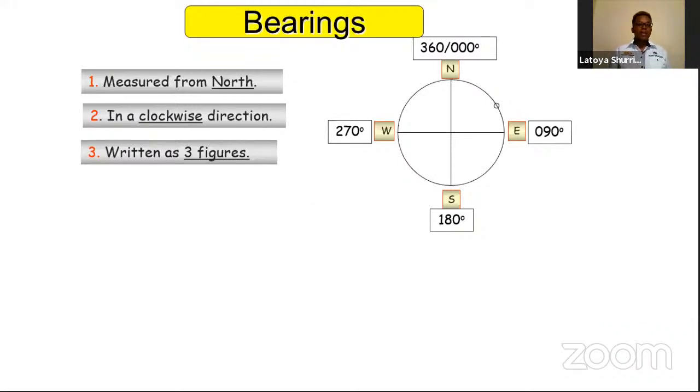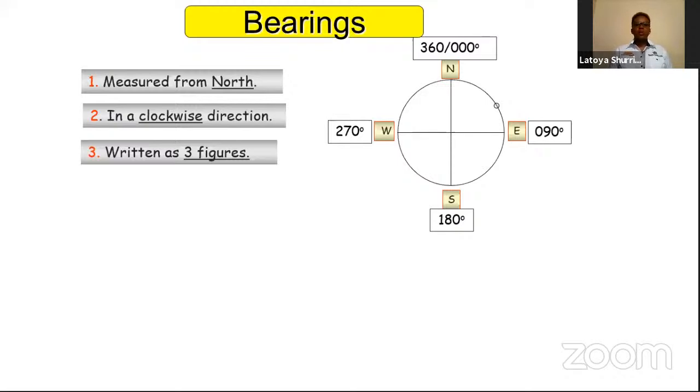So when we talk about bearings, we're talking about a measurement from north, actually, in a clockwise direction, and it is usually written or always written as 3 figures. So as you're seeing on screen, being represented, north is either 360 degrees or 000 degrees. So we wouldn't just say 0, but we would say 000 because it is being represented in 3 figures. East would be 090 degrees, south 180 degrees, and west 270 degrees.